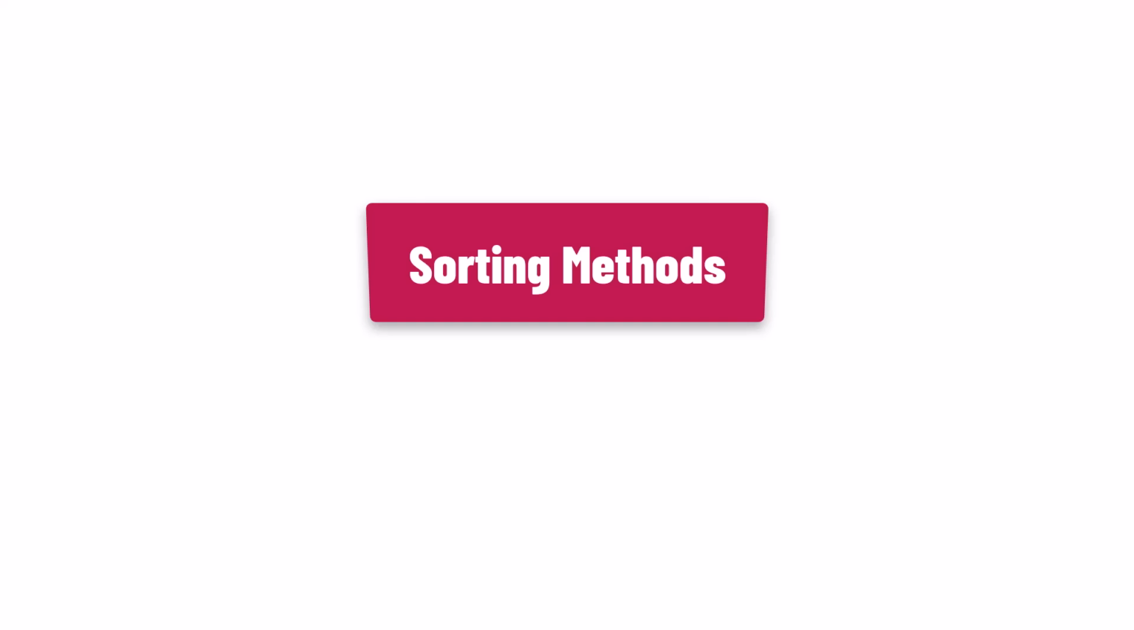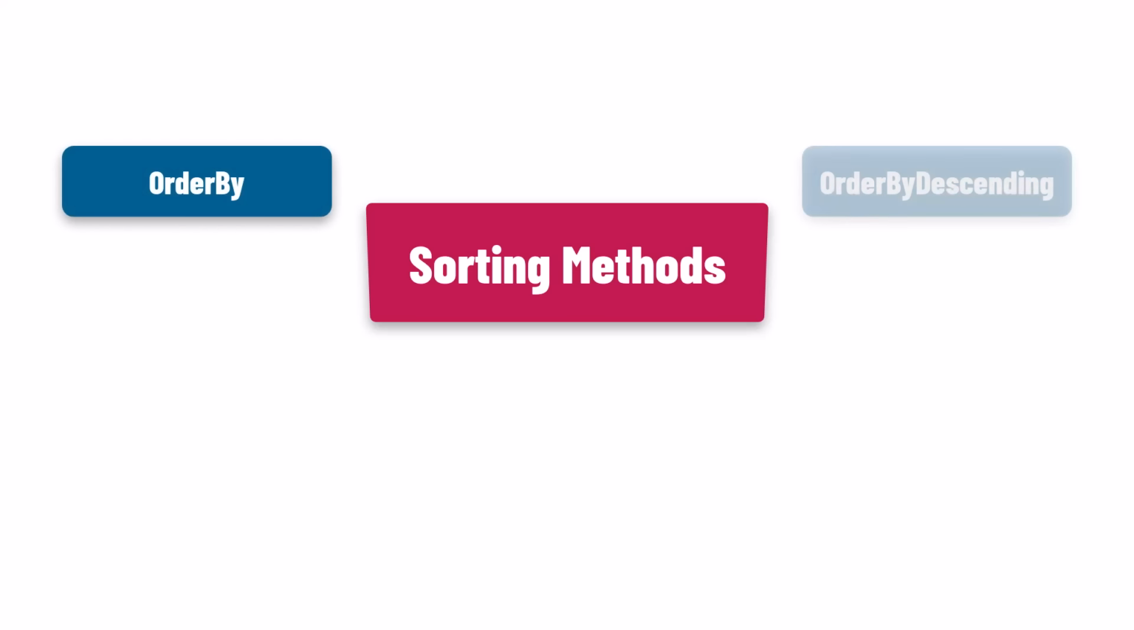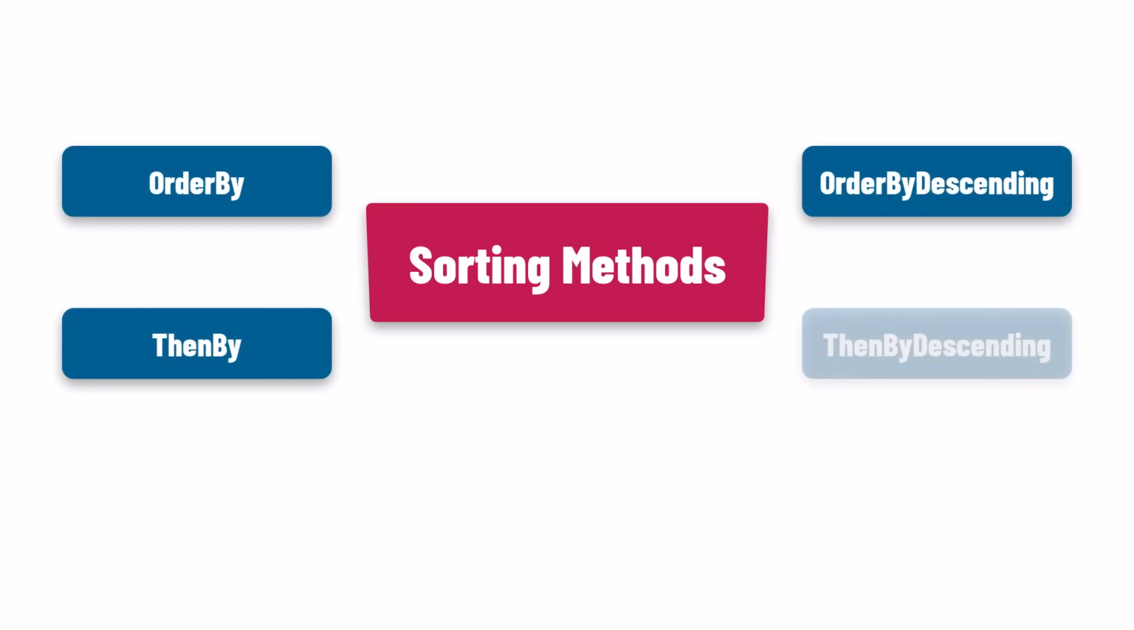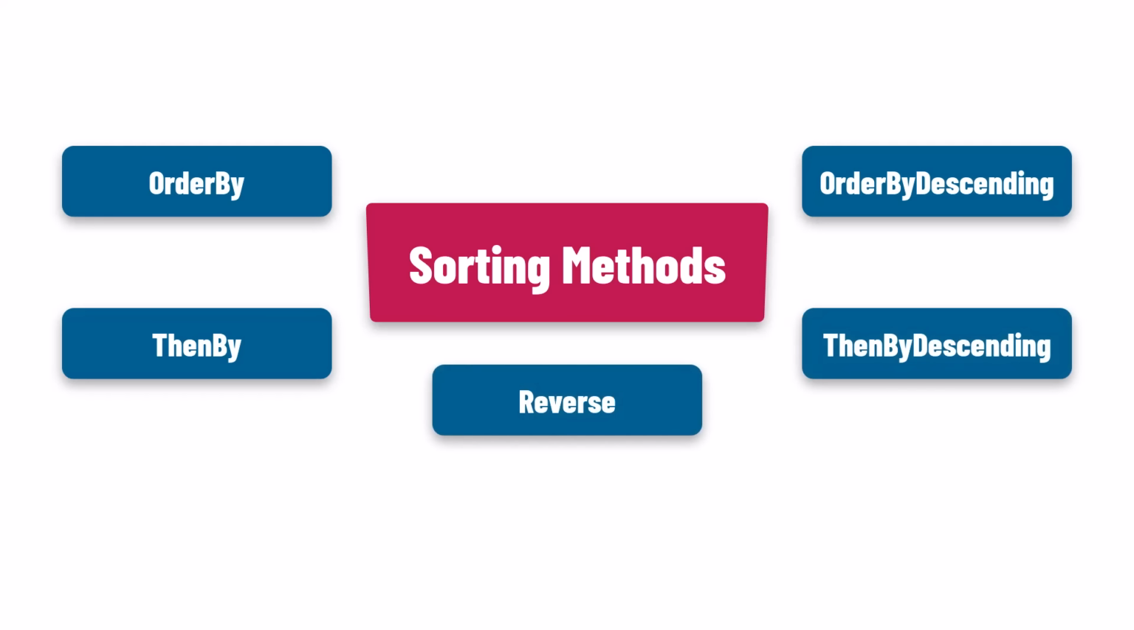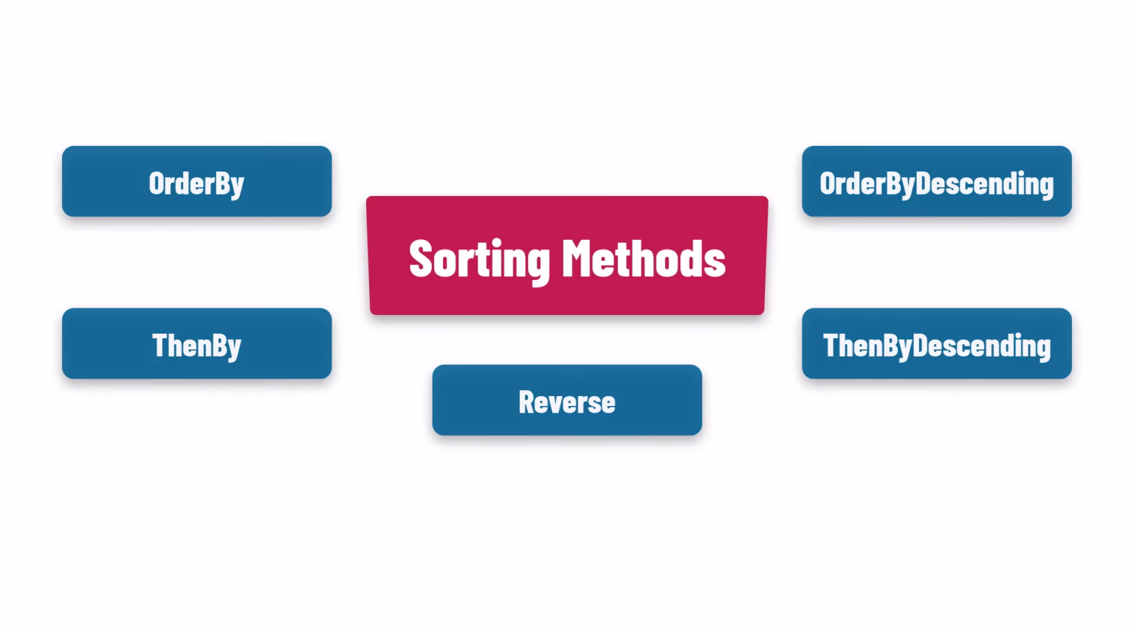Sorting methods. There are 5 sorting methods that can be used in a LINQ query. These are order by descending, then by descending, and reverse. In the next videos I will explain these methods. But before that, let's understand what does sorting mean.